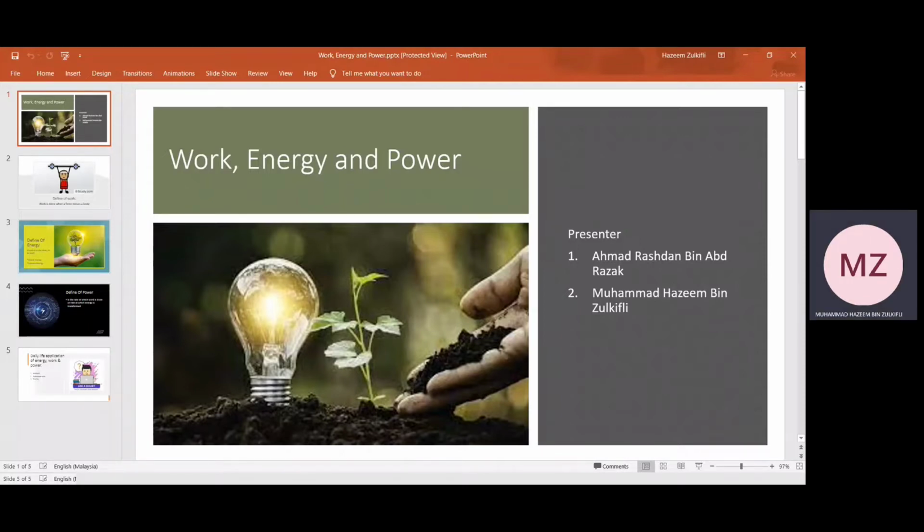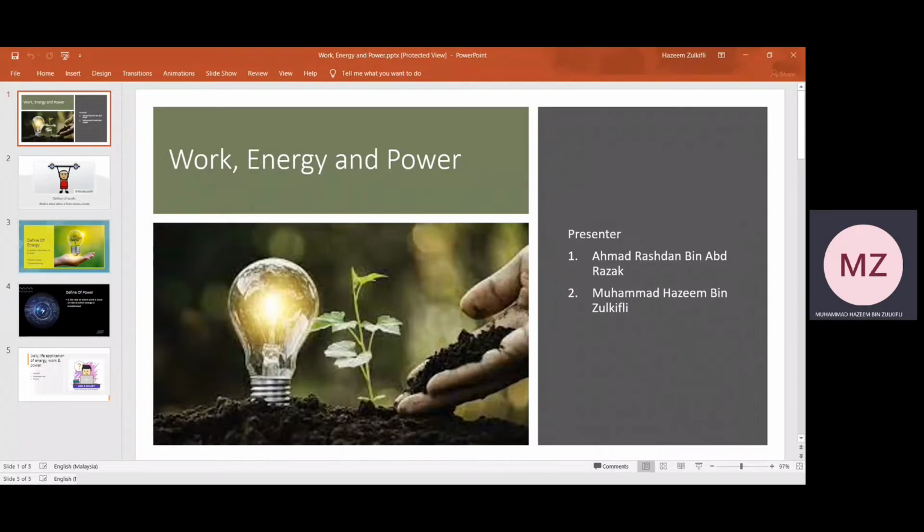We will explain about work, energy, and power, also with application. So, first, I will explain what is work. Work: if an object or system, such as our body, exerts a force on an object, and that force causes the object's position to change, you are doing work on the object.